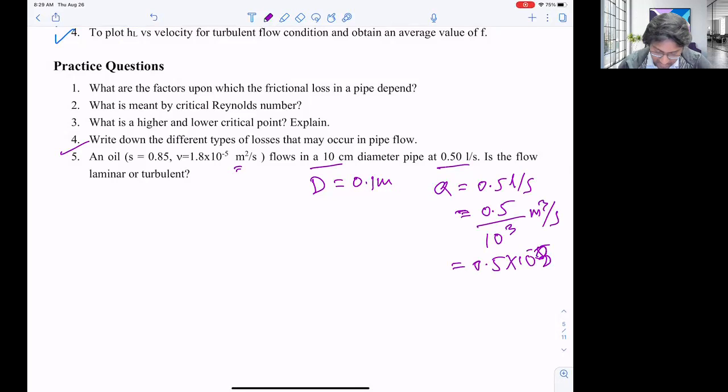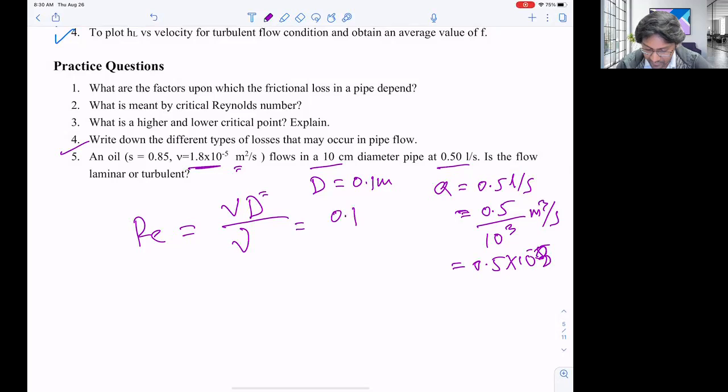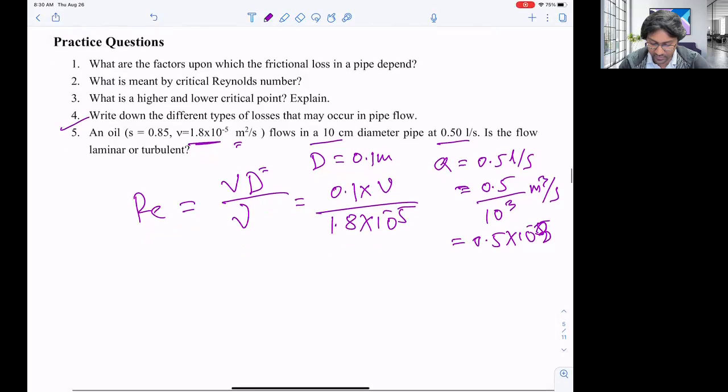Okay, so you have to check if the flow is laminar or turbulent. For checking this one, you need Vd by nu. So nu is given, and d is also given, right? So what is the d? 0.1, and you have to know the velocity v, and nu is given, right? 1.8 into 10 to the power minus 5. So in order to calculate the value of v, this flow is given. So Q is equal to AV.